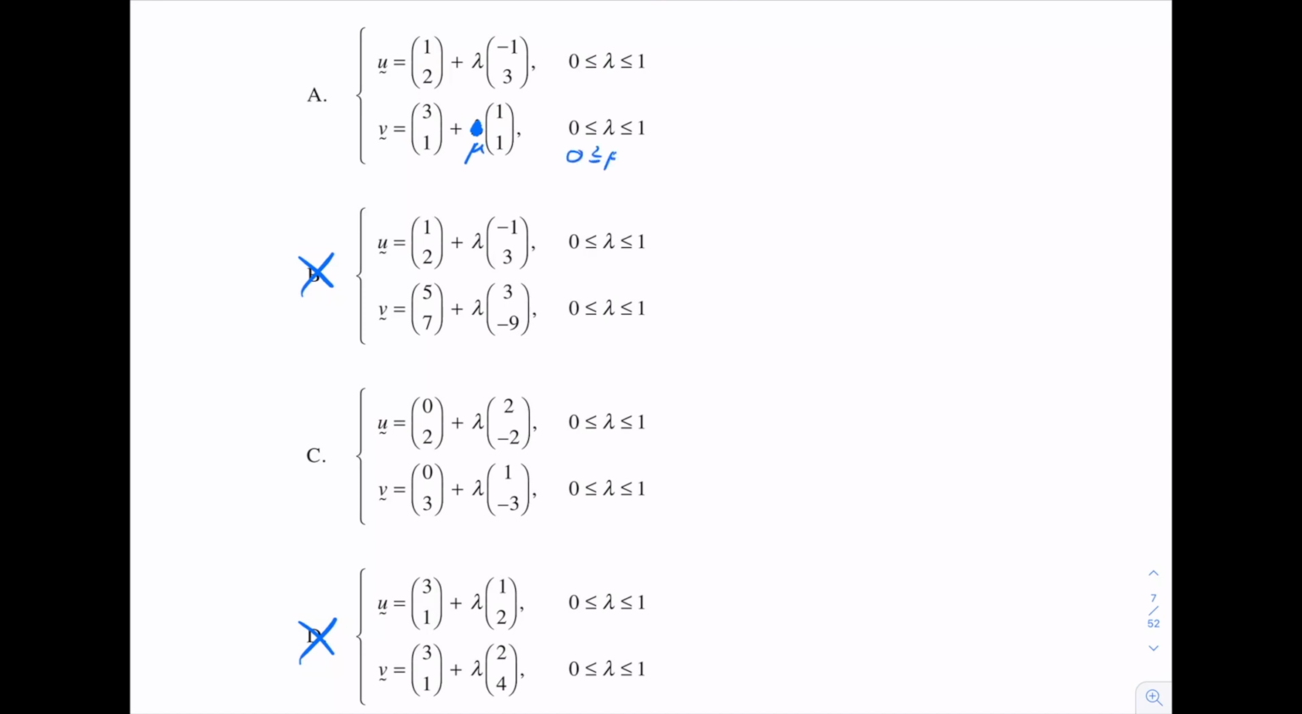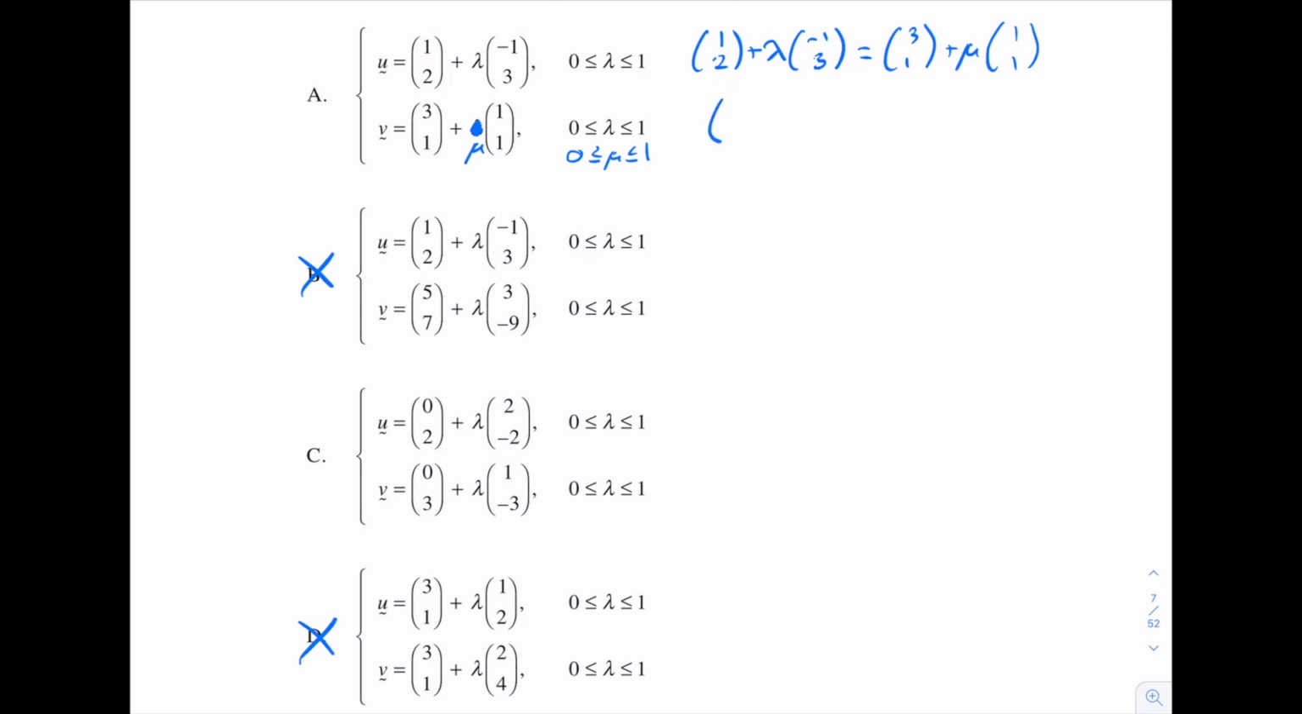And I'm going to say that mu has to be between 0 and 1. Now this hasn't changed the shape of the line segment or anything, because I've just subbed out a letter for another letter, right? It's like a dummy variable. So now I want to try to solve these 2 simultaneously. To solve them simultaneously, we set one equal to the other. So (1, 2) plus lambda (-1, 3) equals (3, 1) plus mu (1, 1). And then we're going to try to solve this simultaneously and see if we can find one value for lambda and mu.